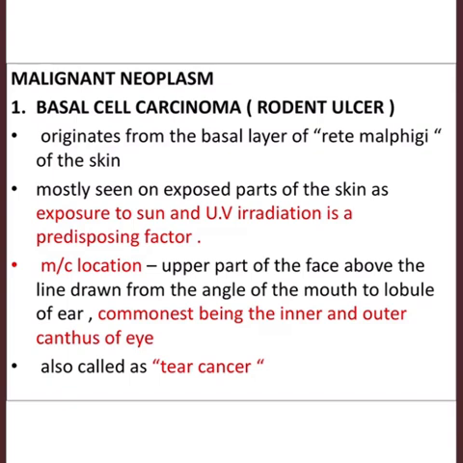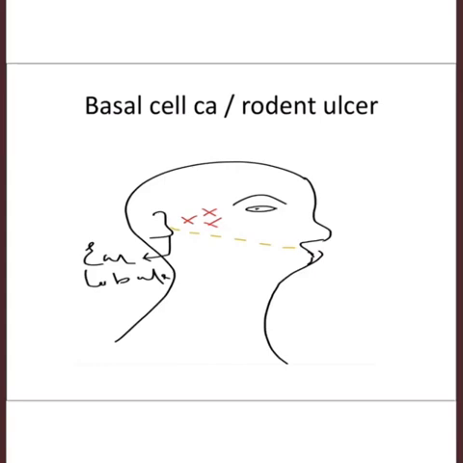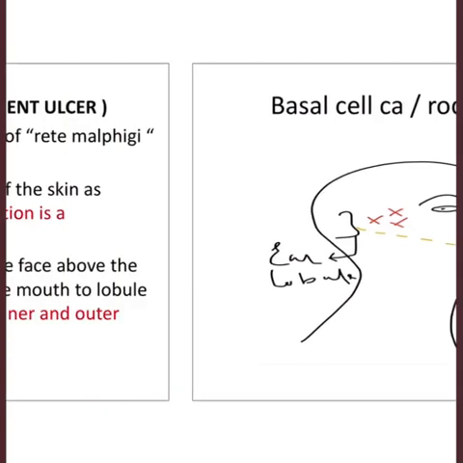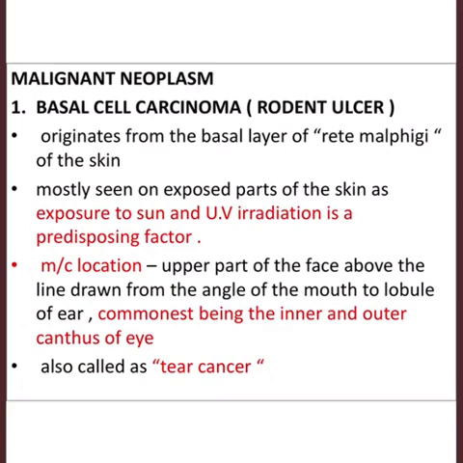So first is basal cell carcinoma, also known as rodent ulcer. It originates from the basal layer of the rete Malpighi layer of the skin, mostly seen on the exposed part of the skin, where there is direct UV radiation and sun exposure. They are predisposing factors. The most common location is the upper part of the face. When you draw a line from your pinna to the nose, it divides the face into two parts, and above the line it is usually seen.